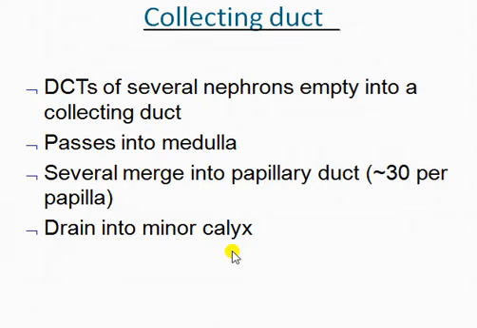Then the ureter enters into the urinary bladder. Then the urinary bladder to the urethra. This is the way of urine flow.